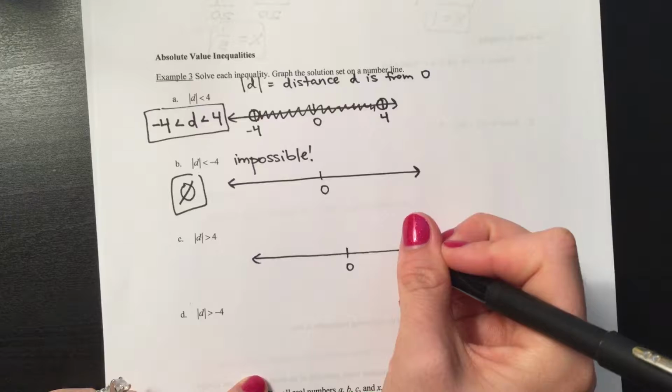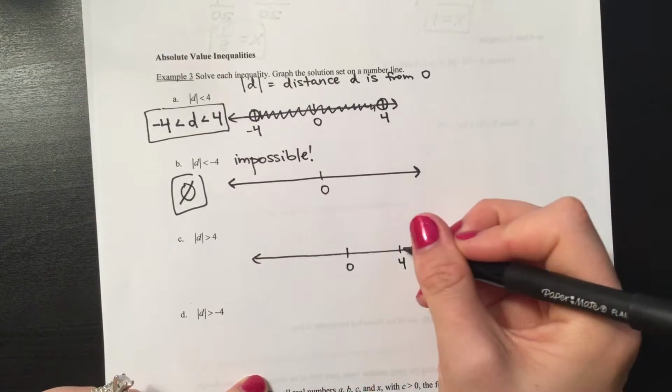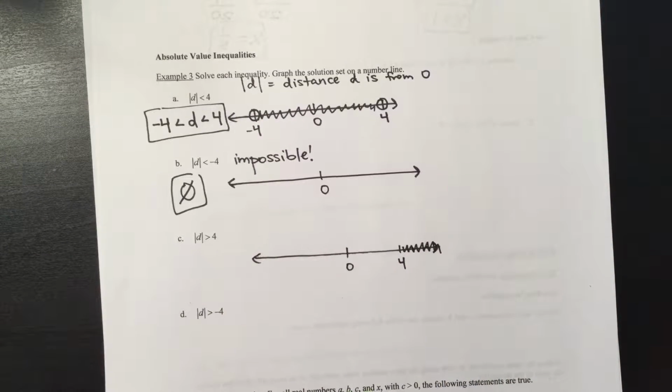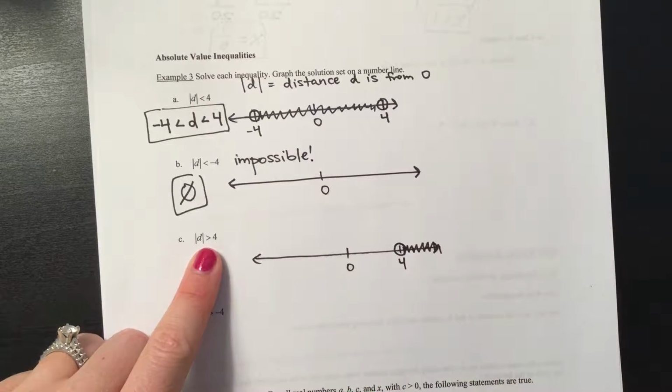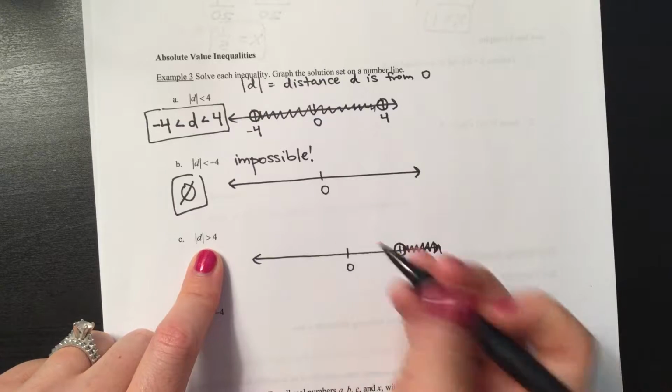But 4 is possible, or 5, or 6, or 7. So it can be anywhere in here, because that's at least 4 units away from 0. And then I have an open circle, because this just tells me that I don't include the 4. And then not -1, not -2, not -3.